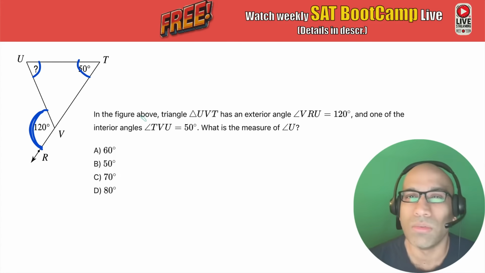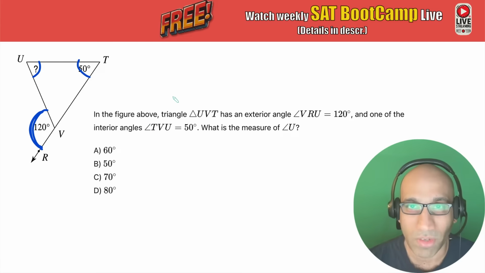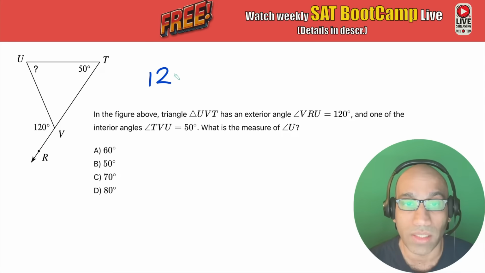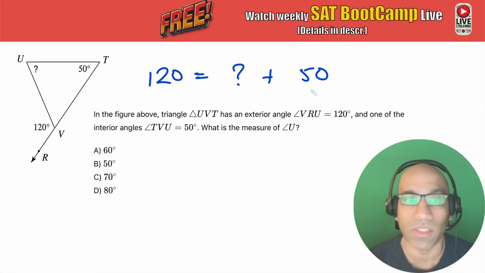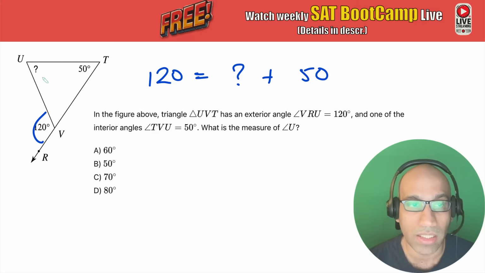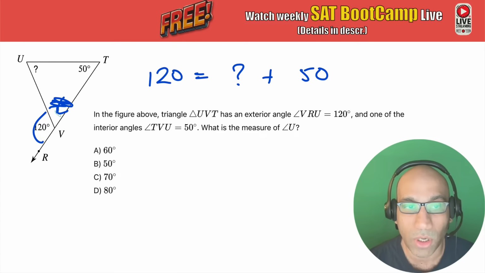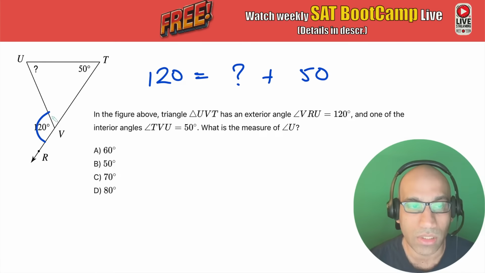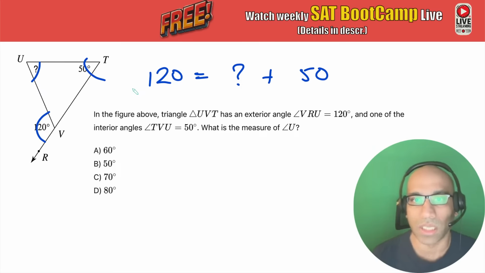Otherwise, you'll have to spend a lot of time solving it. So I'm giving you an easy shortcut. So how would you solve this? You're just going to write 120 is equal to how much plus 50, because this angle is equal to these two angles inside, not this angle. This part you want to ignore. So this thing which is on the outside is equal to these two inside, and that's it.